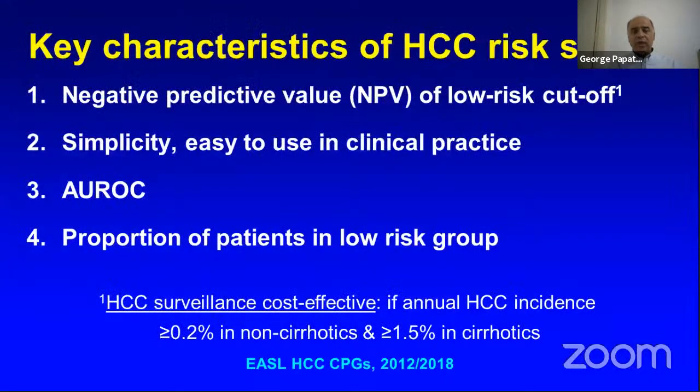So which are the key characteristics of the HCC score? In my eyes, the most important characteristic that is mostly relevant for our clinical practice is the negative predictive value of the low HCC risk cutoff, because this will identify the patients who remain without HCC surveillance and their risk for developing HCC. Also, the simplicity and how easy to use the score in clinical practice are very important. The area under the ROC curves are also important, of course, and the proportion of patients in the low-risk group.